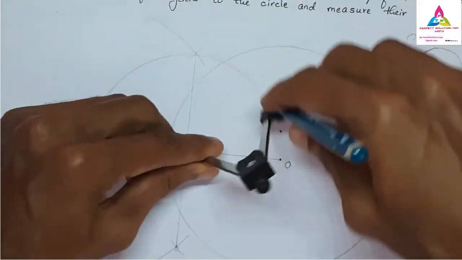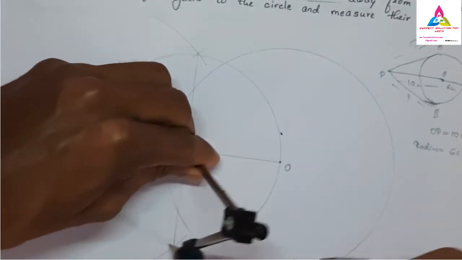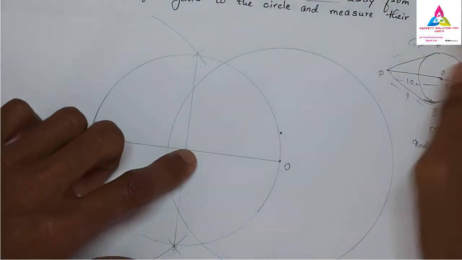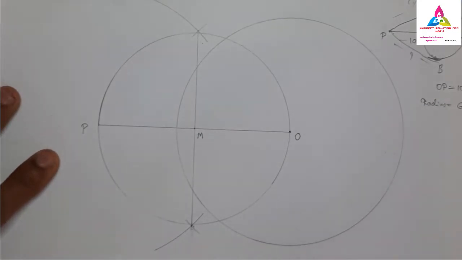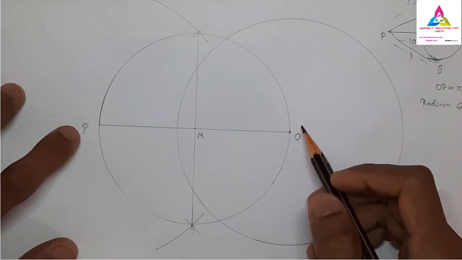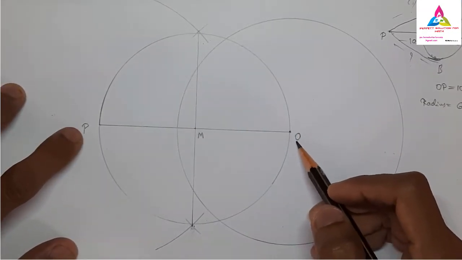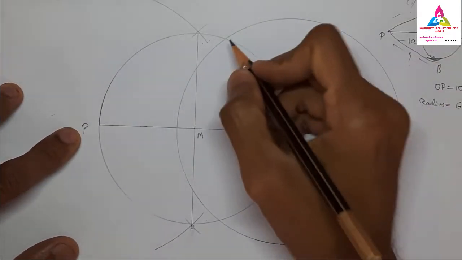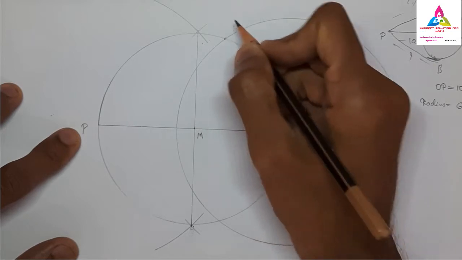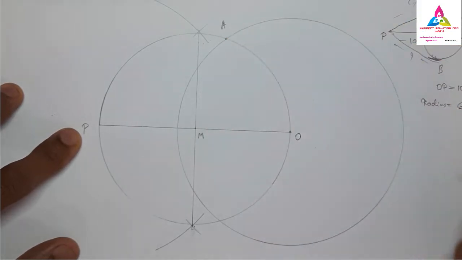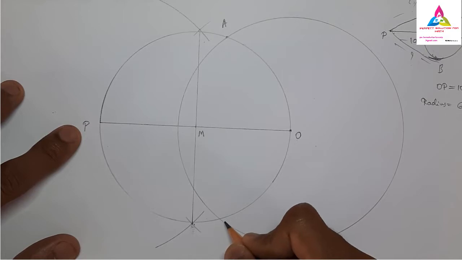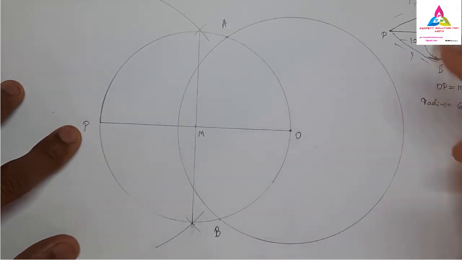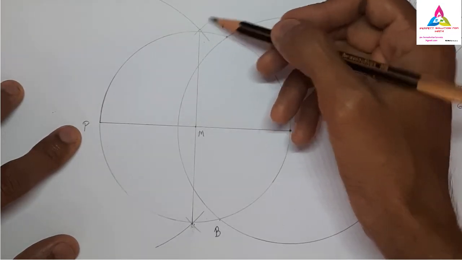When you draw a circle from the center M, it is touching that O point and P point. Not only these two points, it is also touching the previous circle, which we have taken as 6 centimeter, at two points. This point is our point of contact A, and this is the point of contact B. These are the two points which are required. Don't bother about this line where it is touching, it is not important.